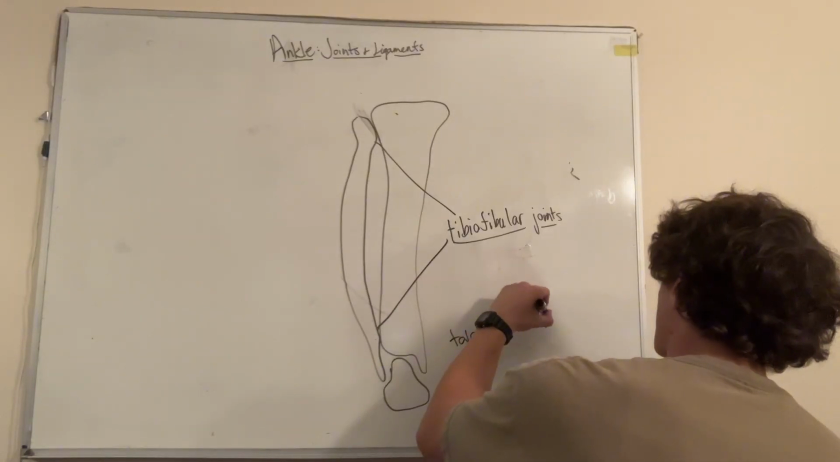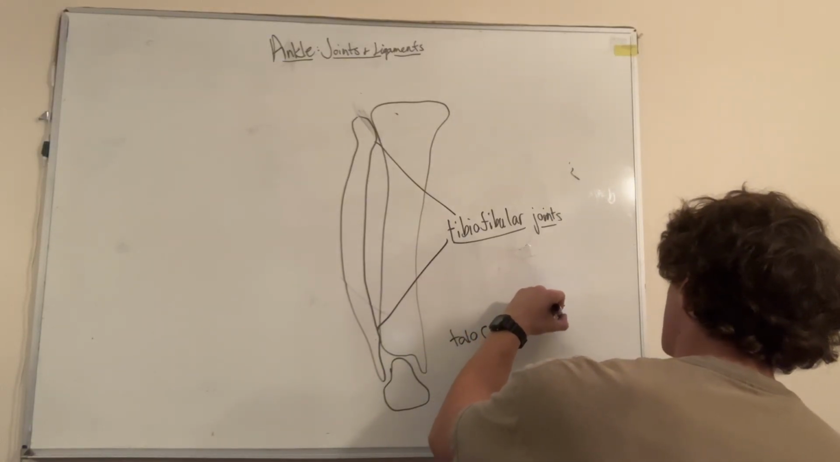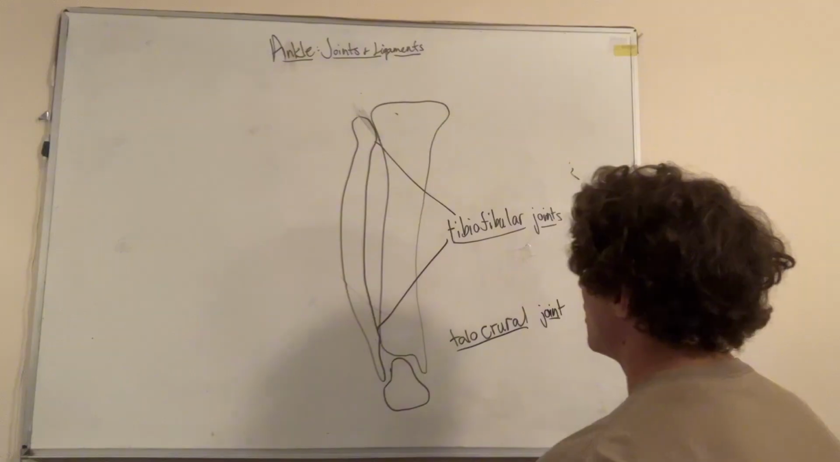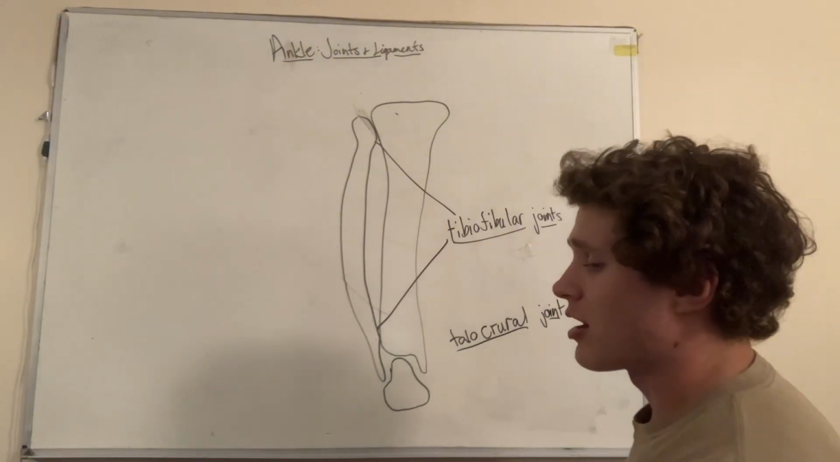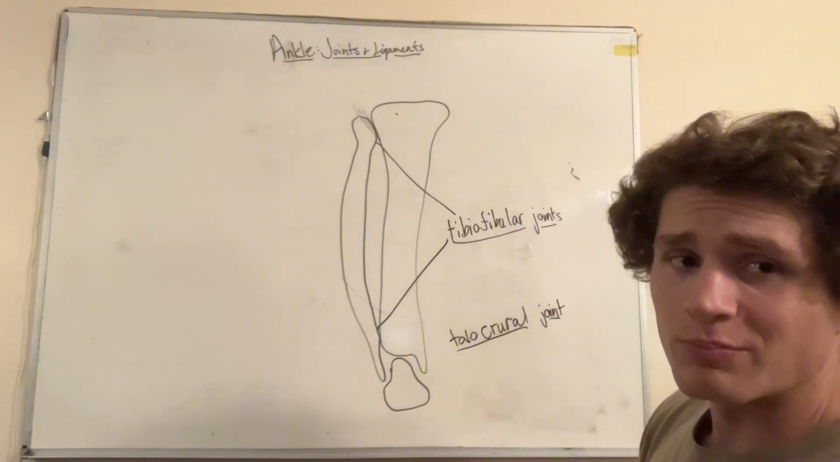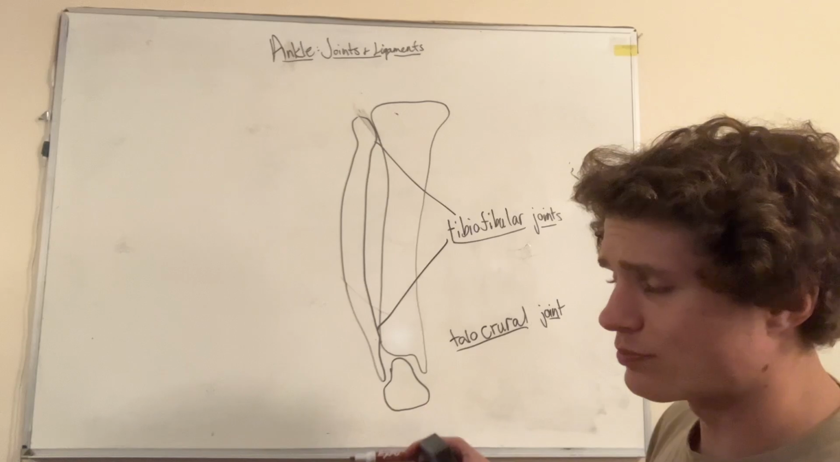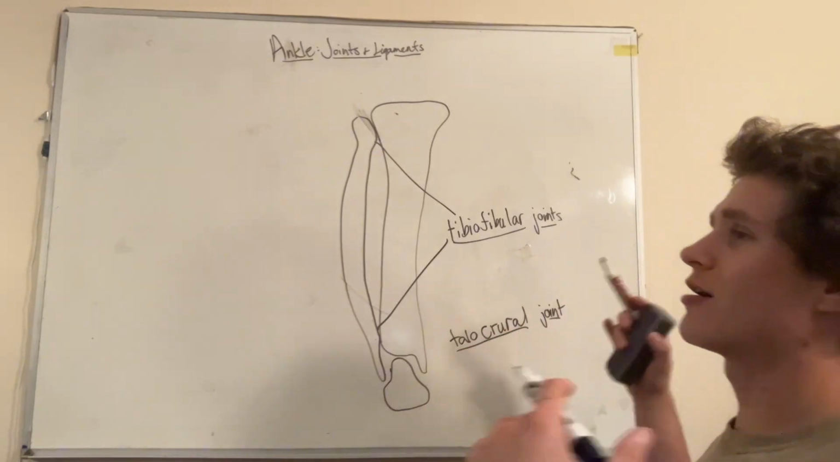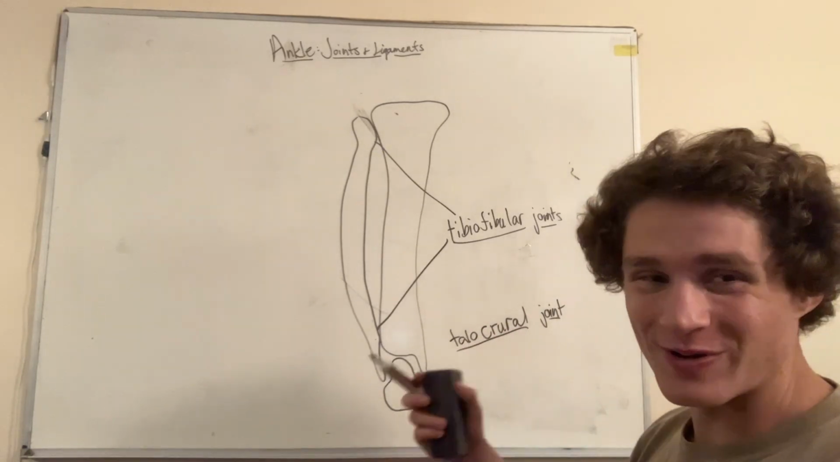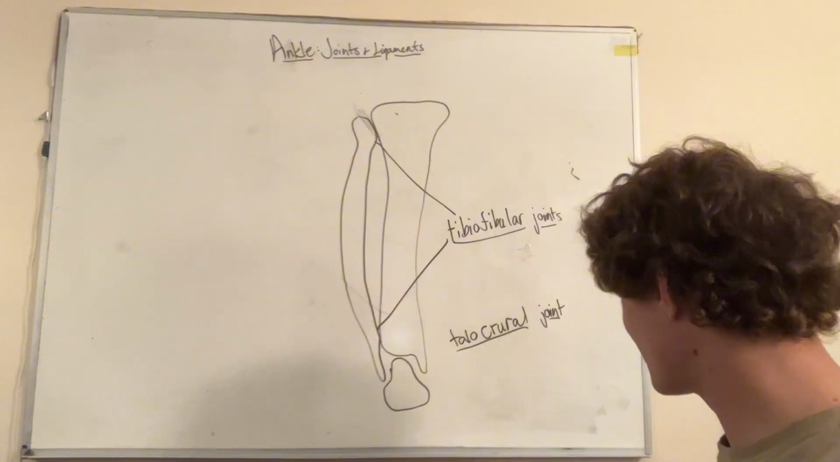You might be wondering why we have to separate the ankle into all these joints. Well, anatomically, it's just because there are so many different bones that articulate on so many different other bones.